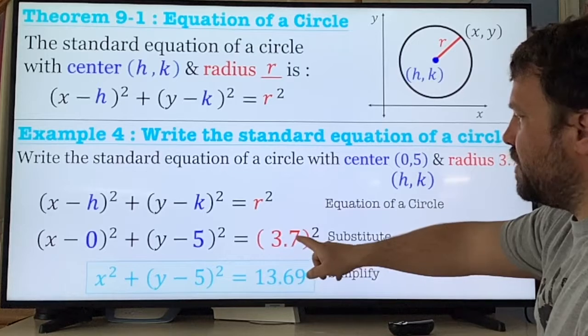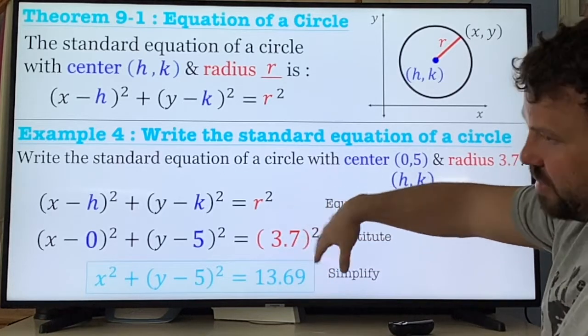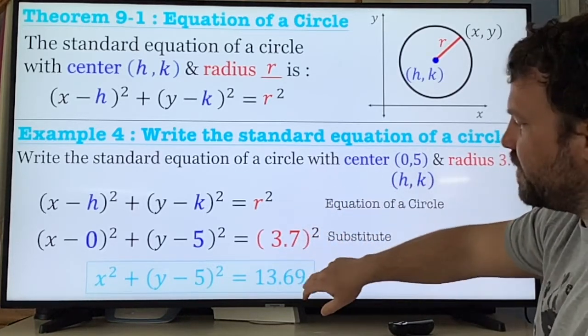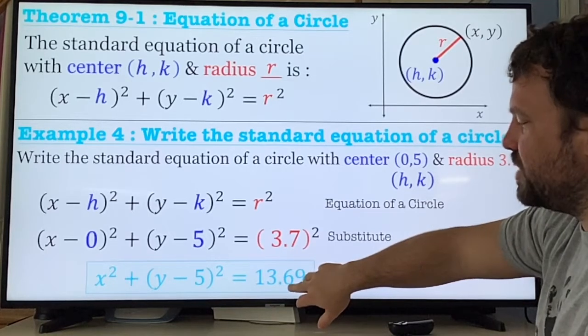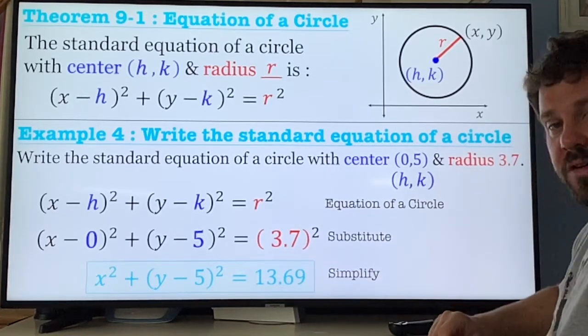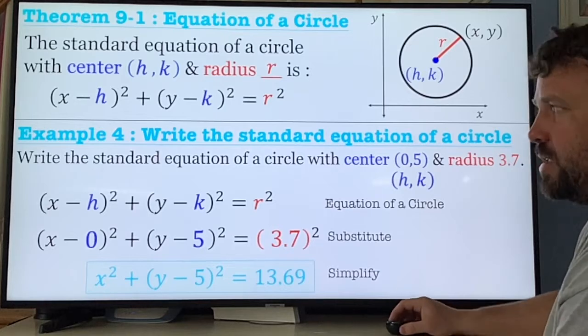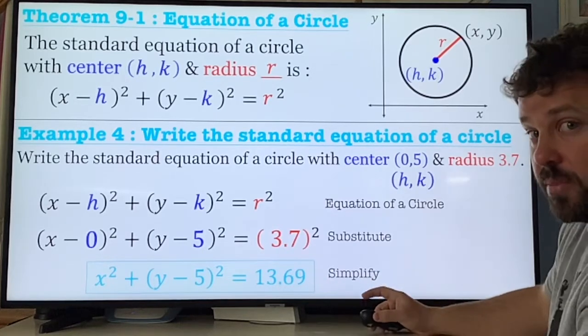Equals, and then you want to square your radius. You can round to the hundredth. The tenth is fine too, 13.7. But it equals an answer. And that's your answer. That's it. Simplify, I should say simple.